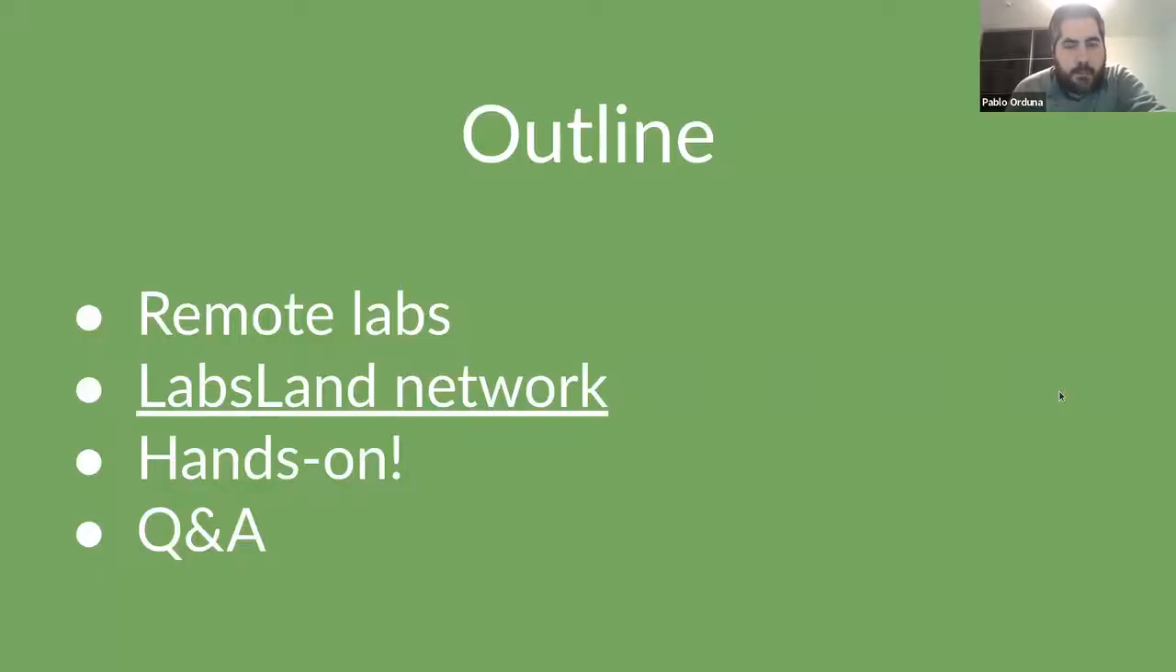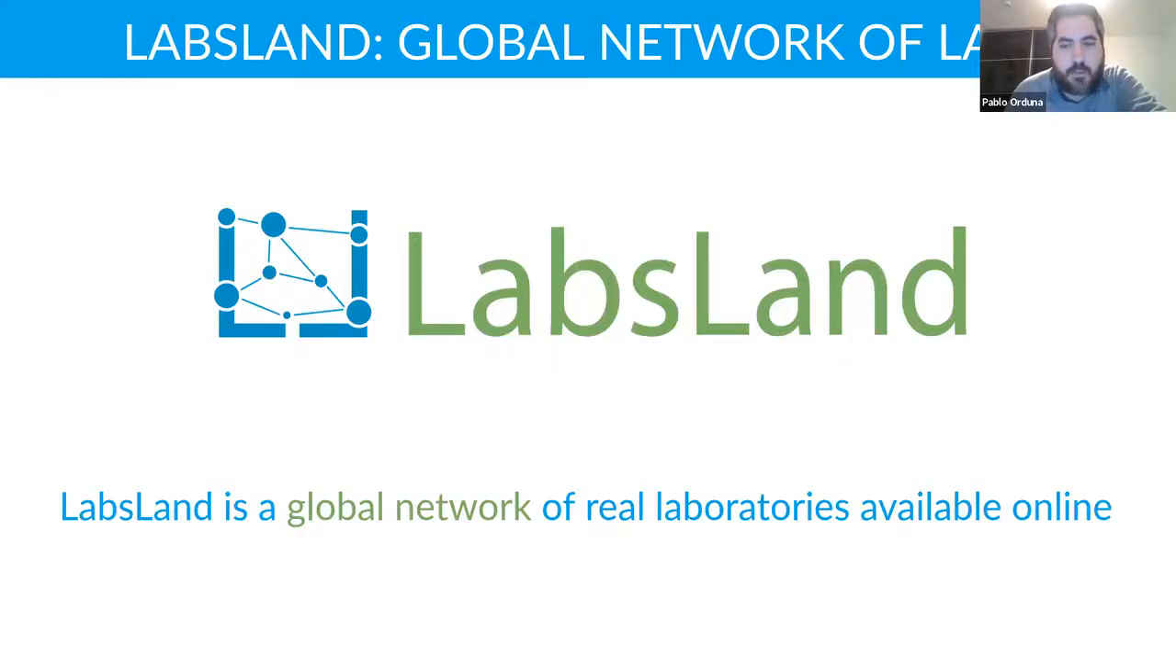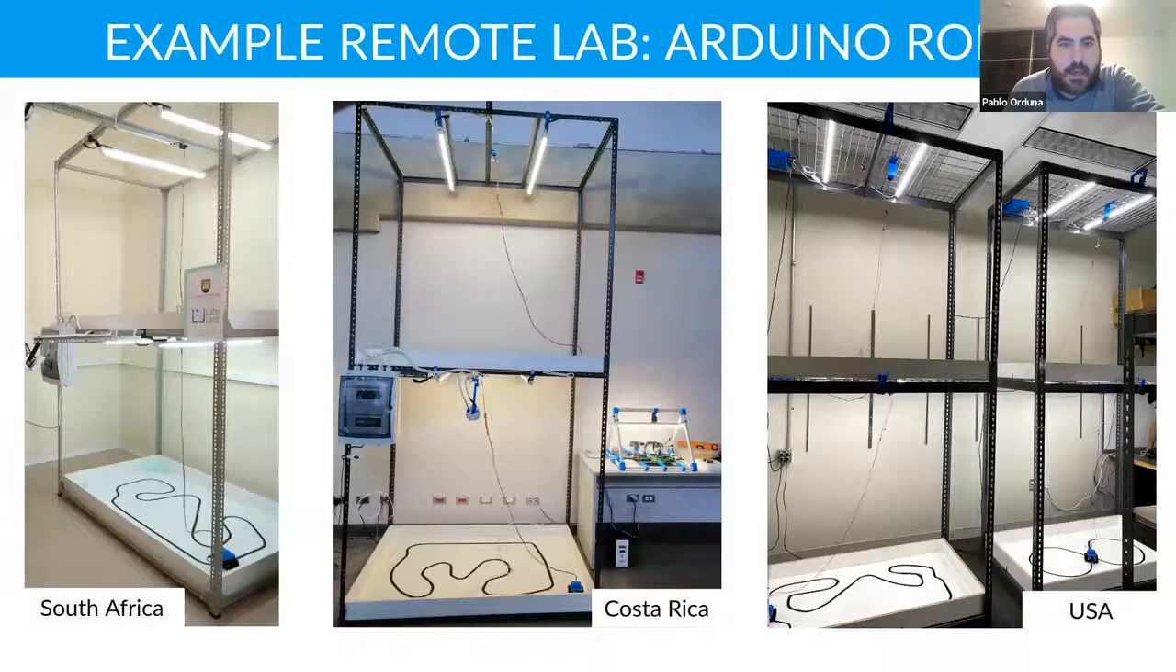The next part is the LabsLand network. LabsLand is a global network of real laboratories available online, including remote laboratories. We do not provide simulations or similar, but we are providing access to real equipment in different forms. For example, the Arduino robot that I was presenting before, we have many copies in many different locations, including South Africa, Costa Rica, and the United States, where we have one robot here, another one here, two more here, and four more here. And we have it in different locations in different countries.